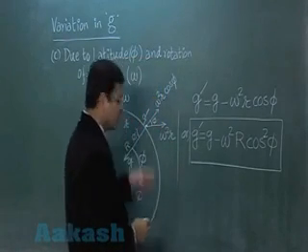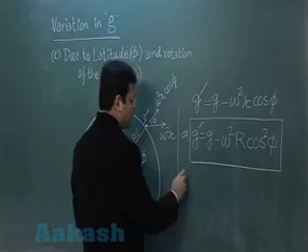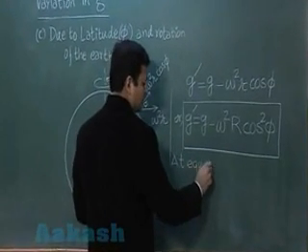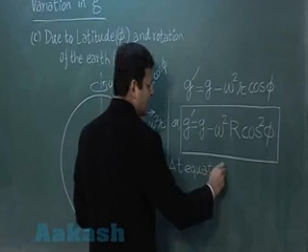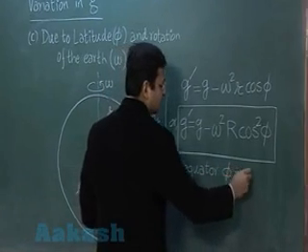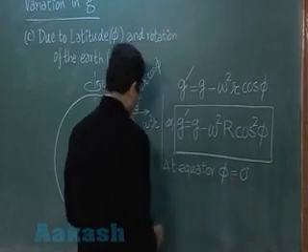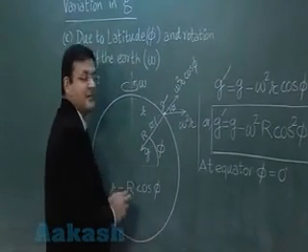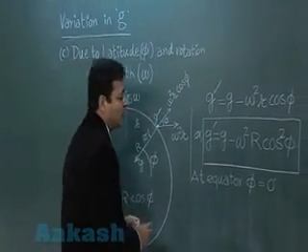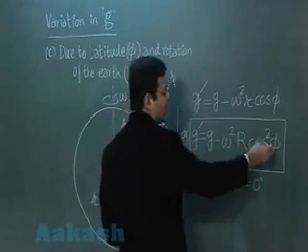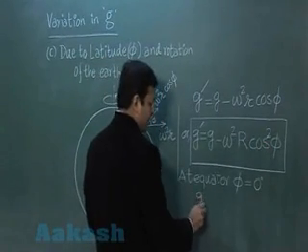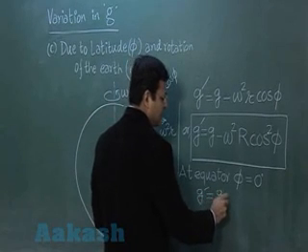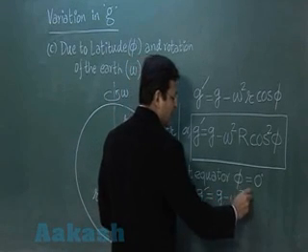Now if you see the variation on the surface of the earth, then at the equator phi is equal to 0 degree. You understand? This is the equator, so on the equator the value of phi will be 0. Now if you substitute phi equal to 0 here, then you will find that acceleration due to gravity is getting its minimum value, that is g minus omega square capital R.